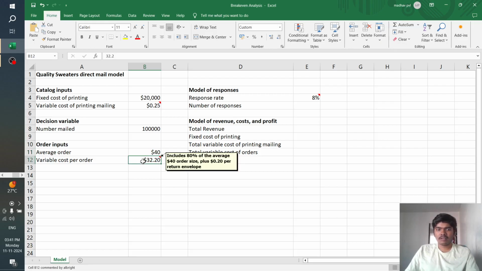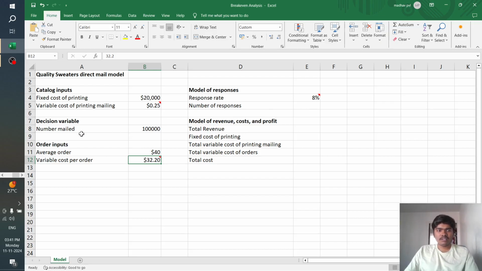In a catalog there is something called a return envelope, where we need to pay in advance for people to send the order back. This is an old method, but I am using it to keep the explanation easy. So let's get started.